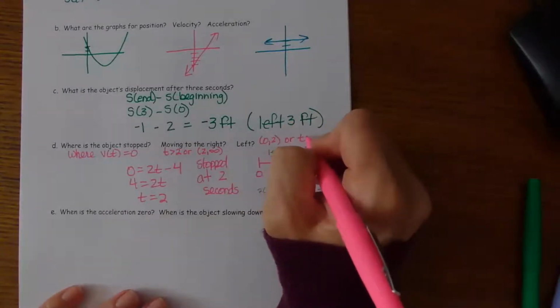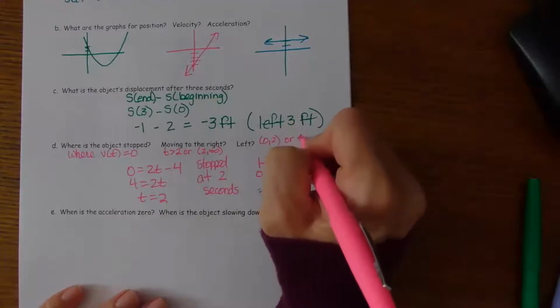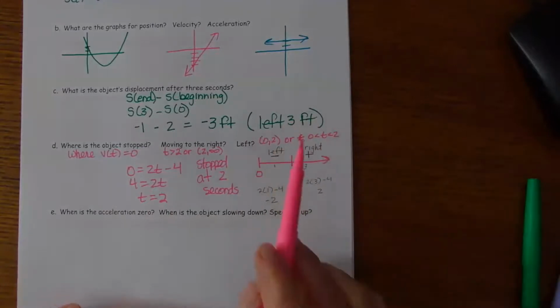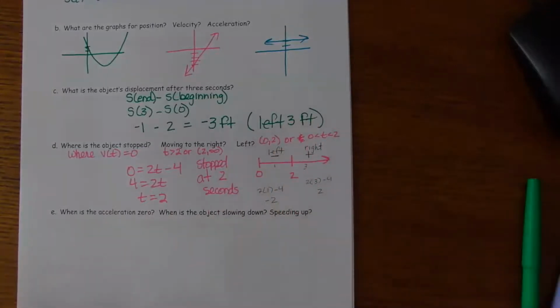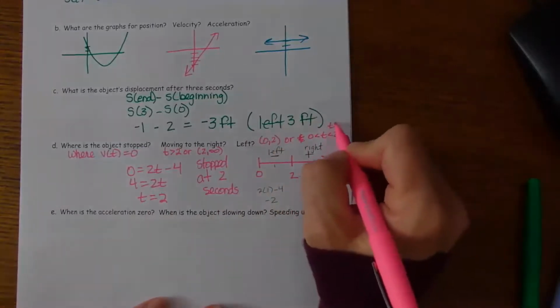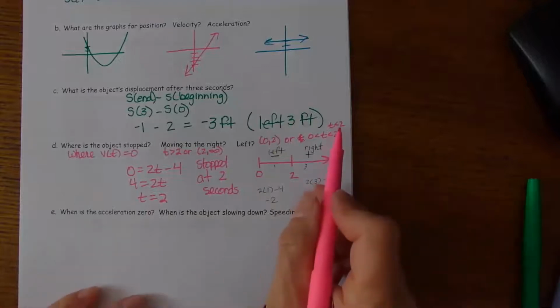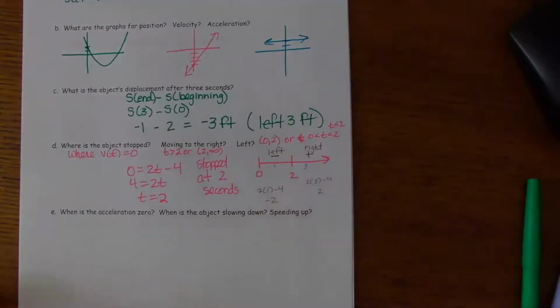You could say when t is between 0 and 2, and you might see it just written t is less than 2. I would accept that, but I want to make sure you know that when we say t is less than 2, we never go past 0, right? Is everybody good with that? You never go past 0 with your time. You can't have negative time. Is that okay? All right.